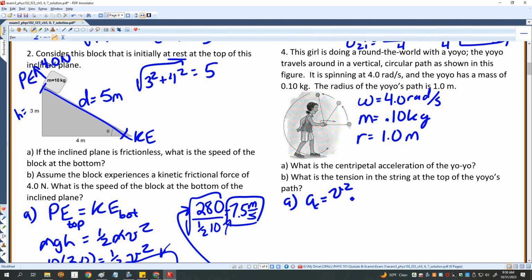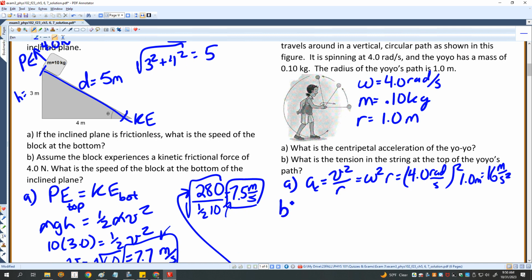This is equal to v squared over r. I'm not given v, I'm given omega, so I can just say omega squared r. That's equal to 4 radians per second squared times 1 meter. That's equal to 16 meters per second squared. So that's my centripetal acceleration. And I want to know now, what is the tension in the string at the top of the yo-yo's path?